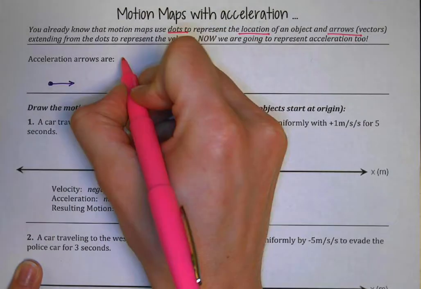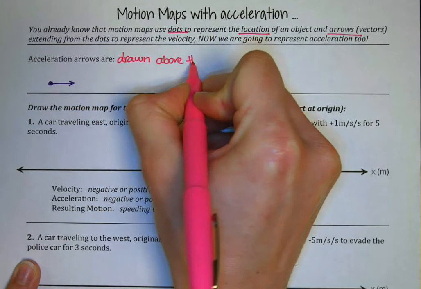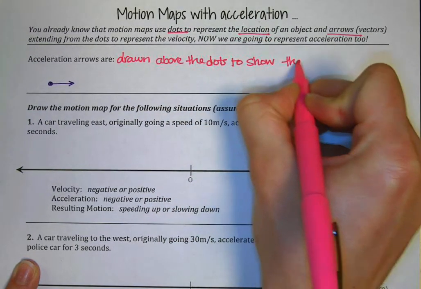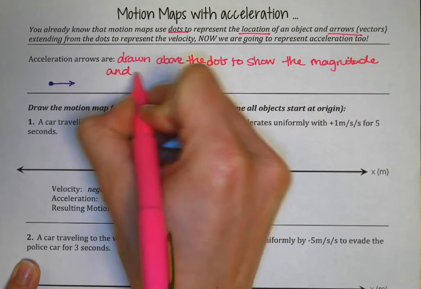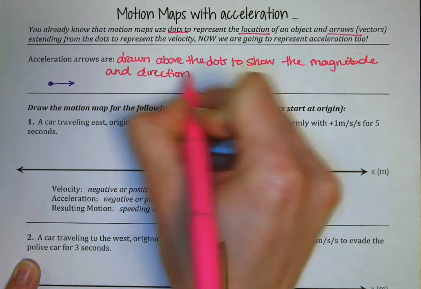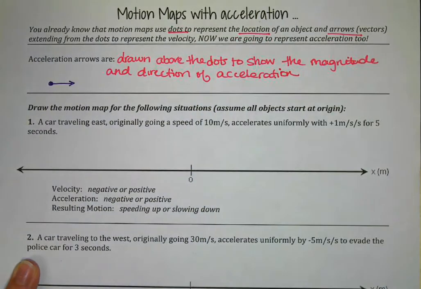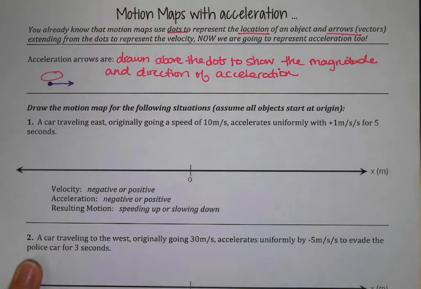Acceleration arrows are drawn above the dots to show the magnitude and direction of acceleration. Remember, acceleration is defined as the change in velocity over change in time. Because velocity is a vector, that means acceleration must also be a vector. So we're going to draw an arrow above that dot to show the acceleration of the object.